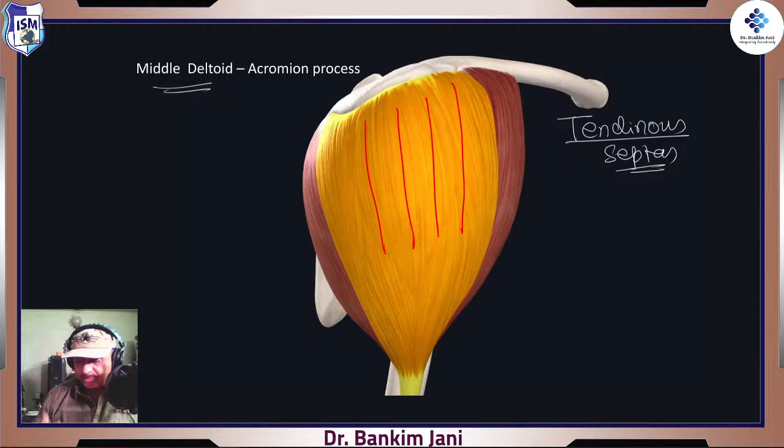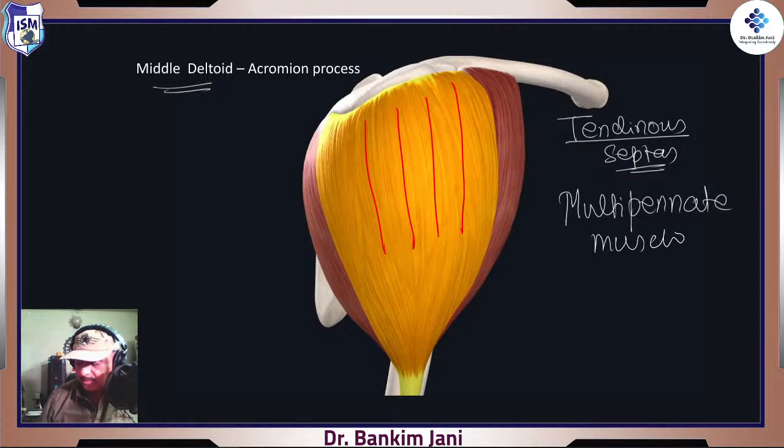When there are tendinous septa, it is like it is giving multiple wings. This is also called a multipinnate muscle. It is the middle deltoid which is a multipinnate muscle. Why multipinnate? It goes something like this, it will be forming like this. But where is it going downwards? Just wait, we are coming to that. But at this point, remember it is going like this.